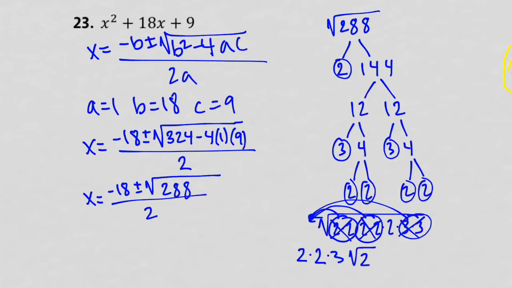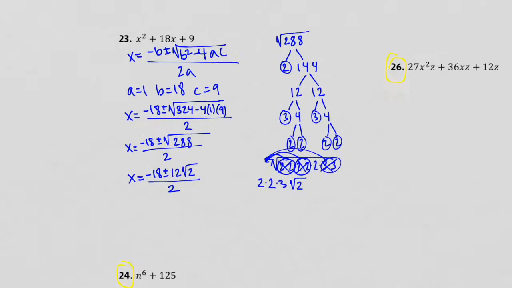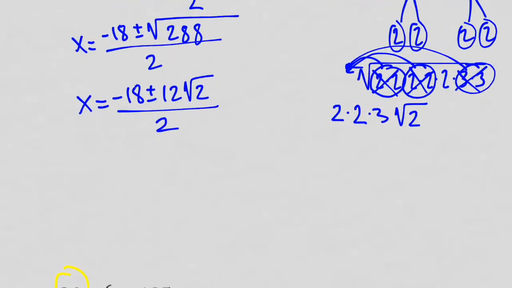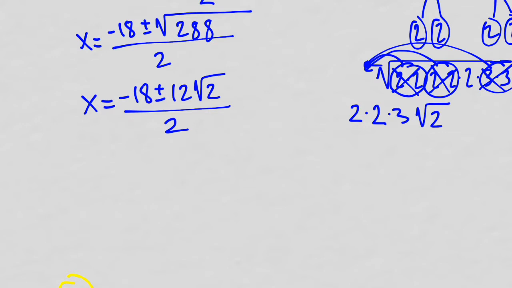And the numbers that came out, 2 and 2 and 3, that is 12. They all stay outside. So x equals negative 18 plus or minus 12 radical 2 all over 2. And now to finish simplifying that, you need to look at the numbers that are outside, nothing inside the radical. That does not simplify. But the stuff outside, 18, 12, and 2, notice that they all have something in common that you can divide them by, which is 2.